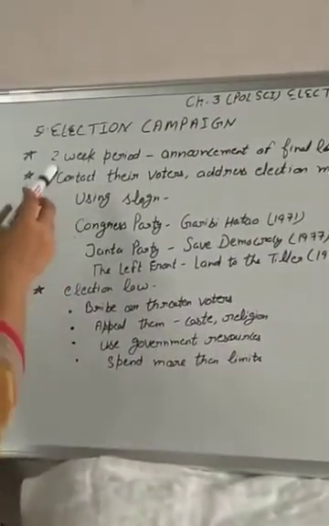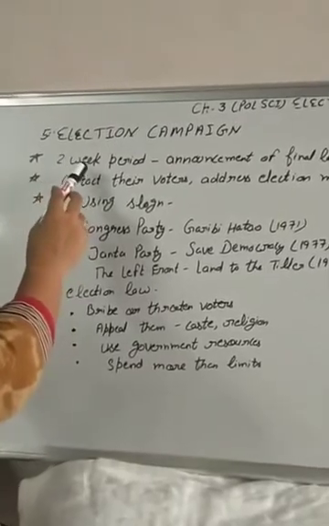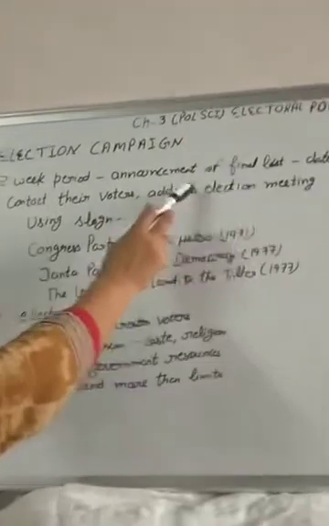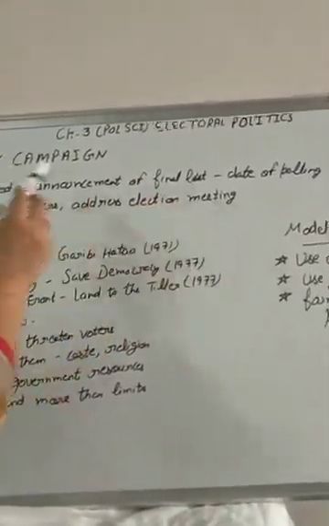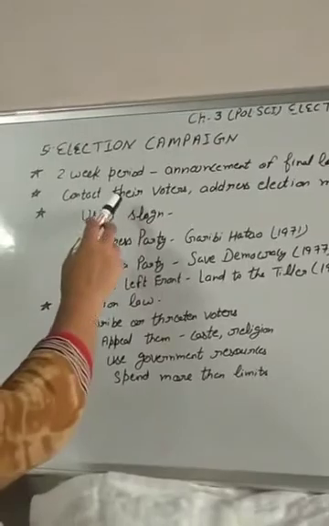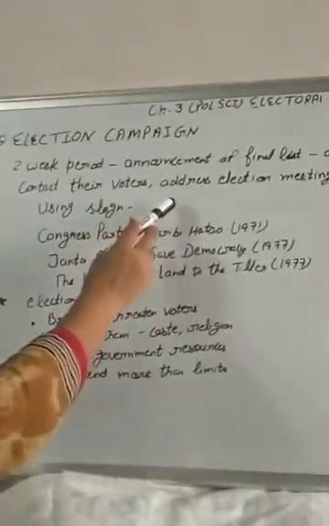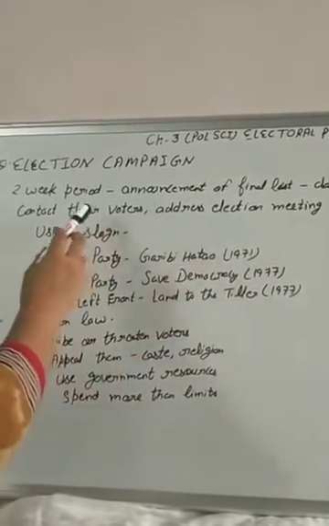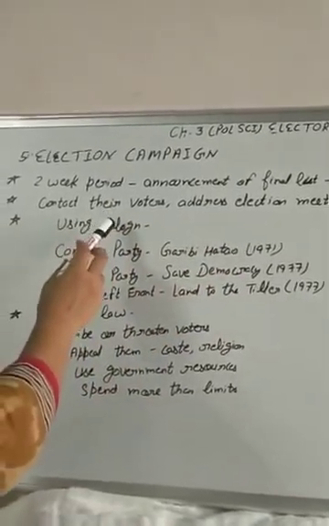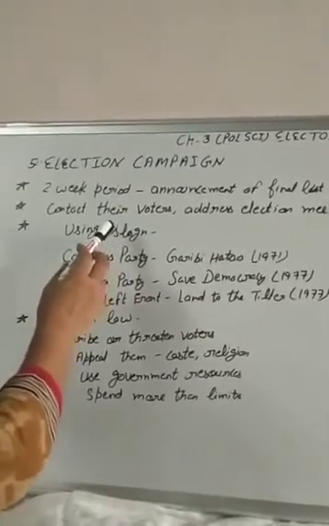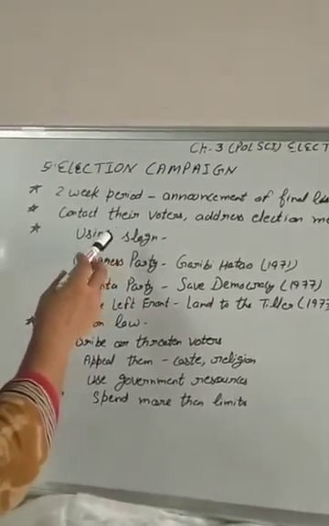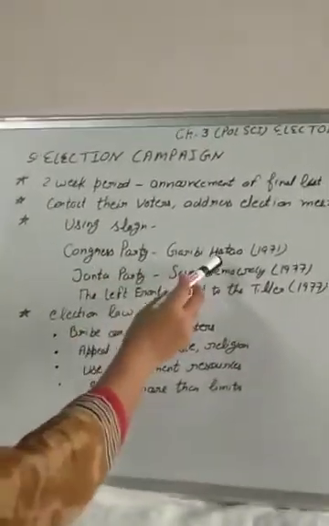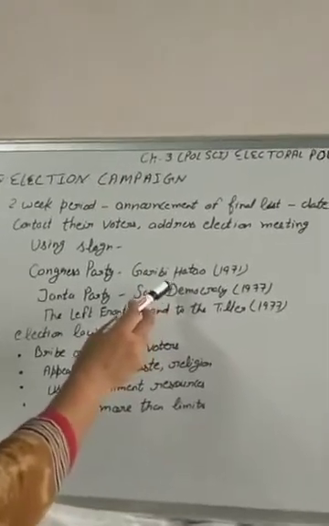In our country, such campaigns take place for a two-week period between the announcement of the final list of candidates and the date of polling. During the election campaign, candidates contact their voters, political leaders address election meetings, and political parties mobilize their supporters. Political parties also try to focus public attention on some big issues by using slogans, such as the Congress party led by Indira Gandhi gave the slogan Garibi Hatao, meaning remove poverty.